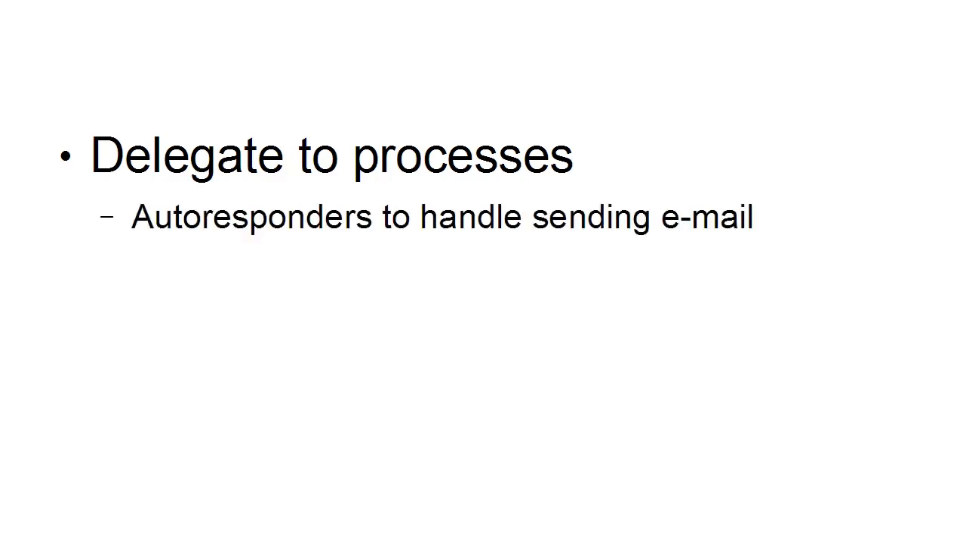Now, delegating to people isn't the only way to delegate. As I was saying earlier on, you can delegate to processes. Now, the sort of processes that I'm talking about are things like autoresponders to handle sending emails. So if you have a newsletter or some other type of correspondence that goes out, you can use an autoresponder to send it out automatically at a certain time or on a certain day. And that means that you're not constantly having to email them from your desktop.